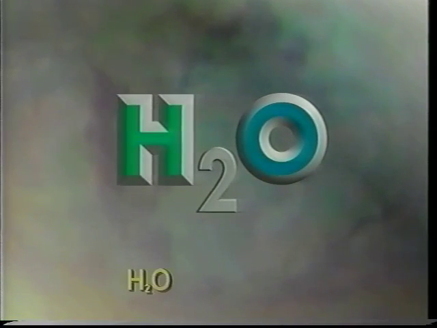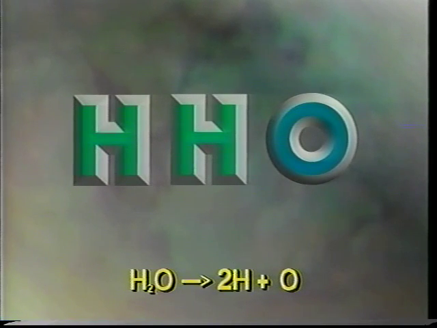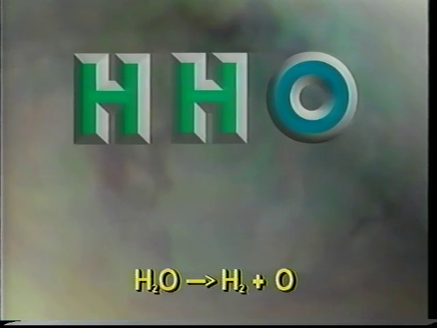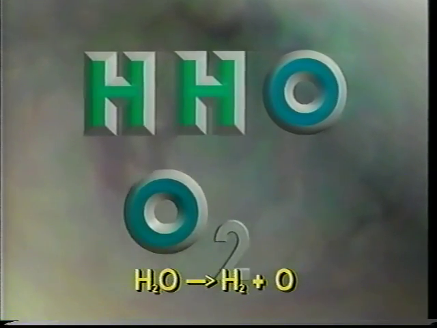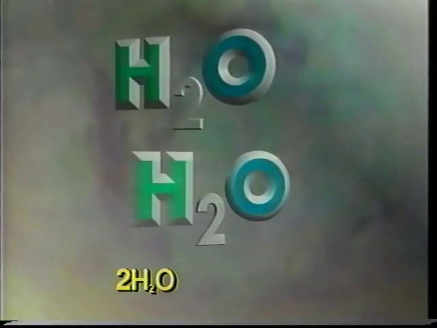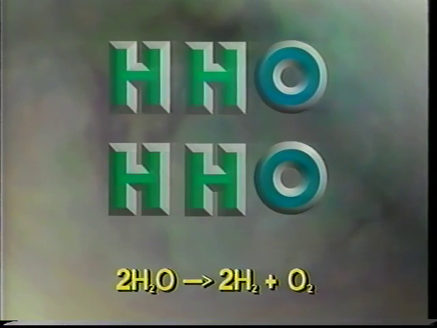We know that 1 molecule of water yields 2 atoms of hydrogen and 1 atom of oxygen. The 2 atoms of hydrogen bond to form a single molecule. However, a molecule of oxygen normally has 2 atoms also. To balance this equation, we need to start with 2 molecules of water. That will yield 2 molecules of hydrogen and 1 of oxygen.